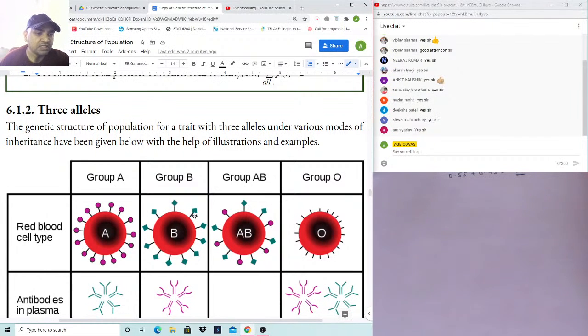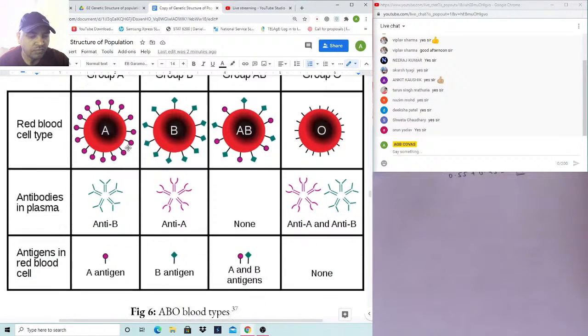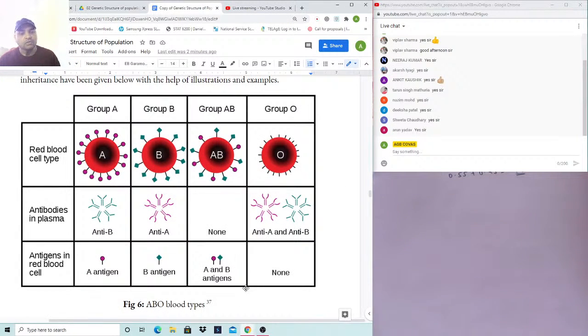Okay. So the genetic structure of a population for a trait with three alleles under various models of modes of inheritance has been given below with the help of illustration and example. So we will take up here one example of the ABO blood group system. These are the ABO blood groups: group A, group B, AB group, and group O.